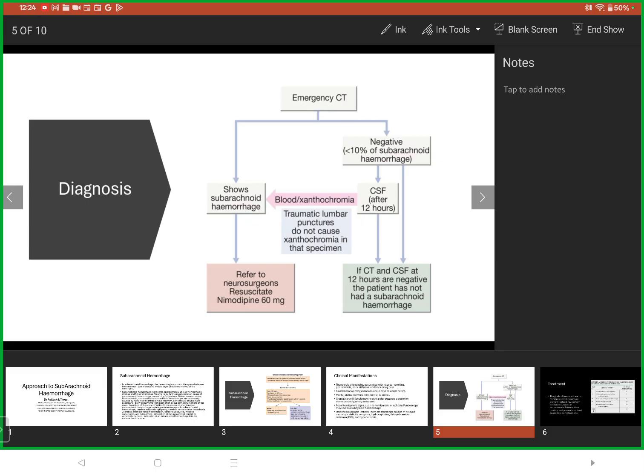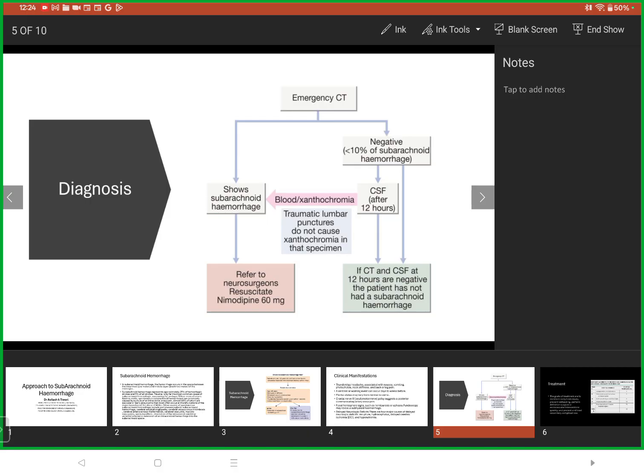So, how to diagnose it? As I have said, when you have a high index of suspicion based upon the Ottawa subarachnoid hemorrhage rule, and there is a high probability, the first investigation should be the CT scan. A non-contrast CT scan of the brain should be done.